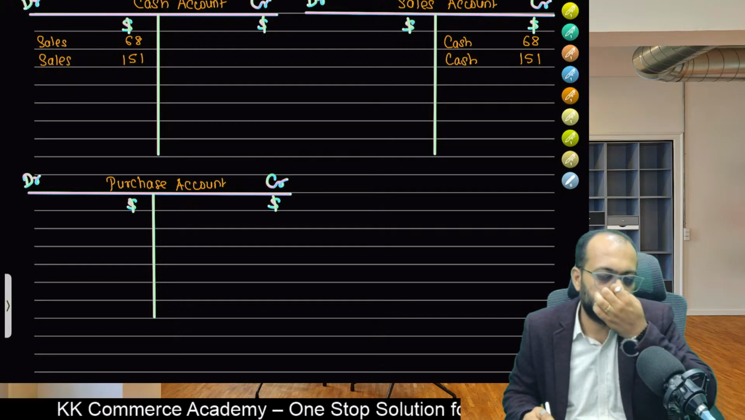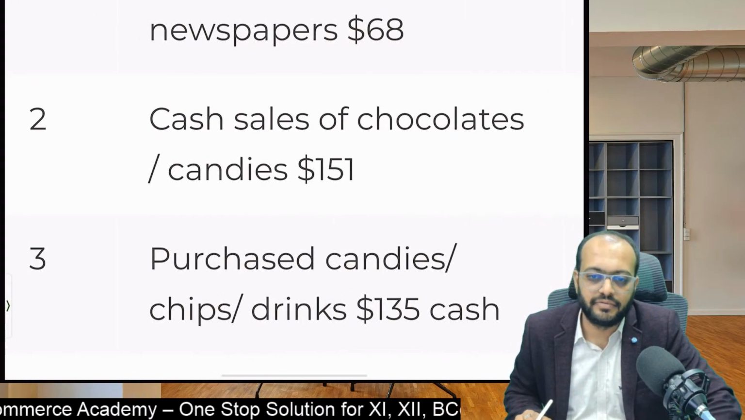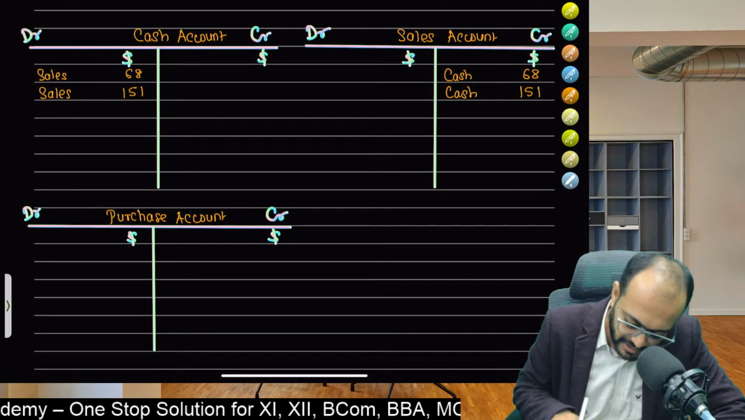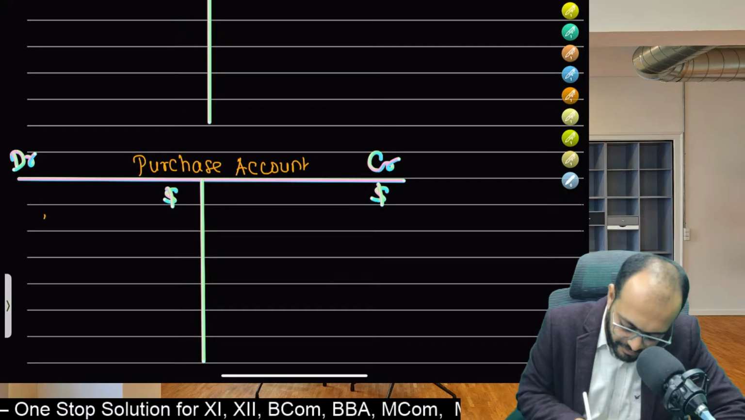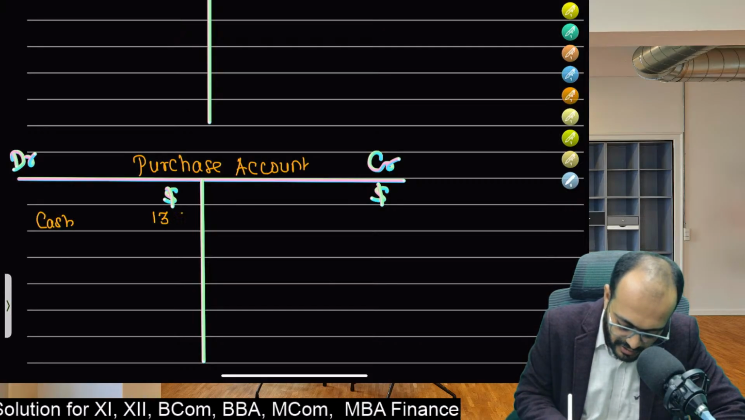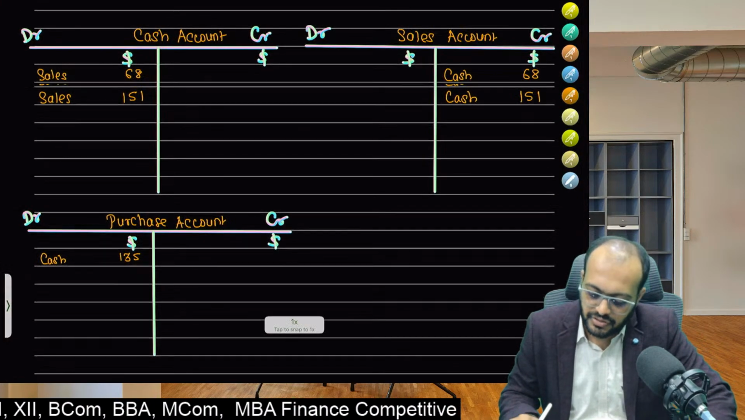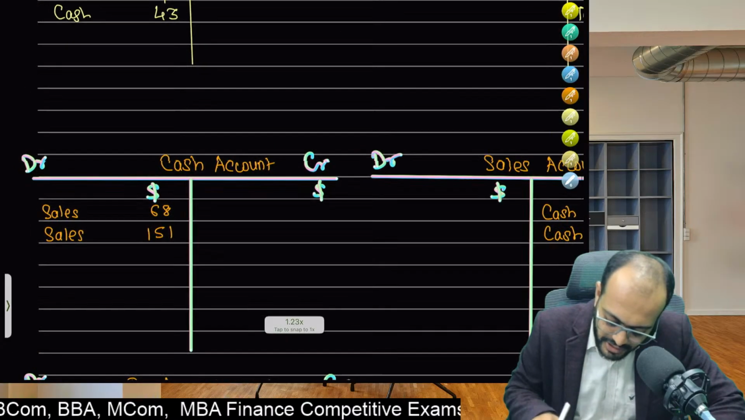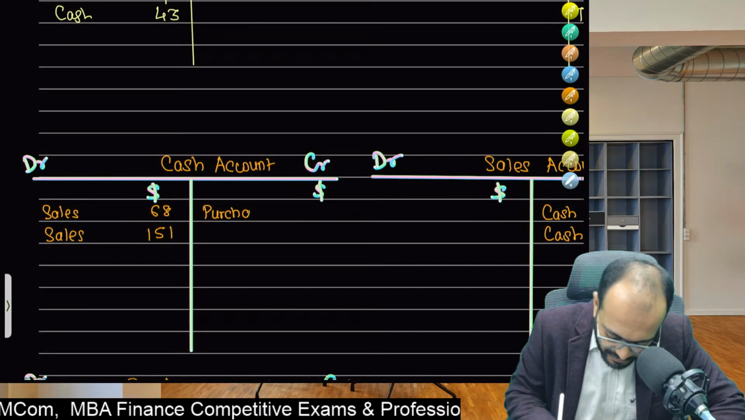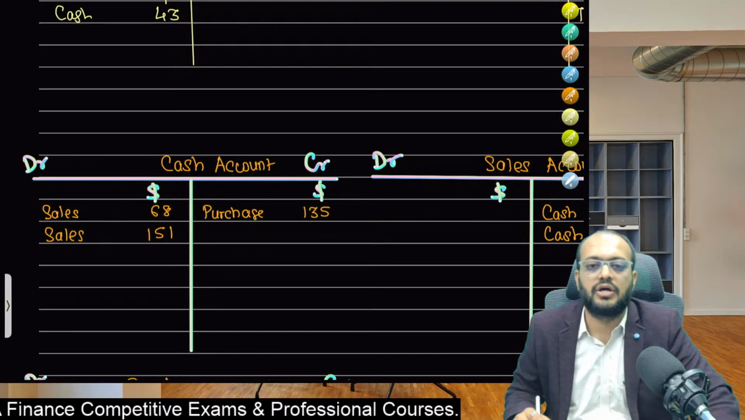Okay, so students, purchase is our expense, right? So since it is expense, purchase should be debited, $135, and we are paying the cash, so cash should be credited. So in the debit side of purchase, we have to use the name of the cash, $135, right? And in credit side of cash, so cash goes out, we have to use the purchase name here. We are purchasing $135.